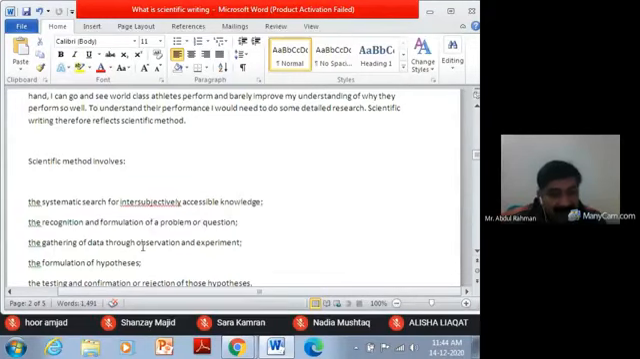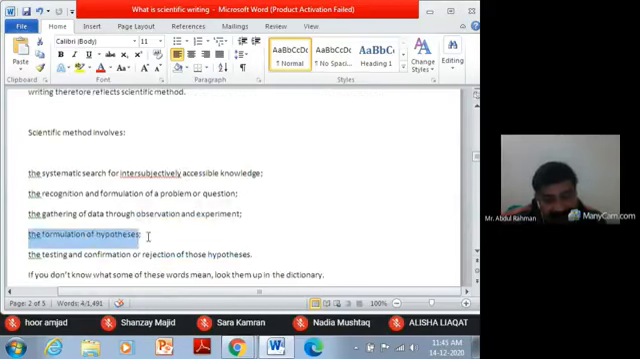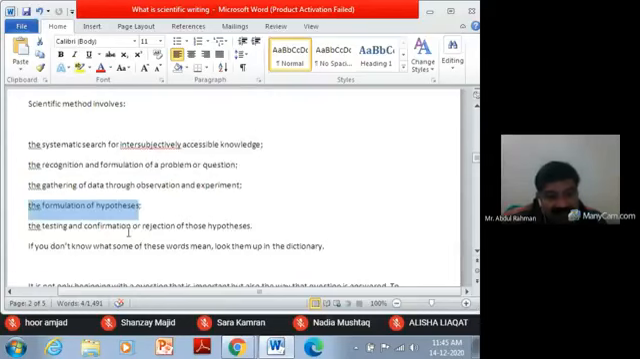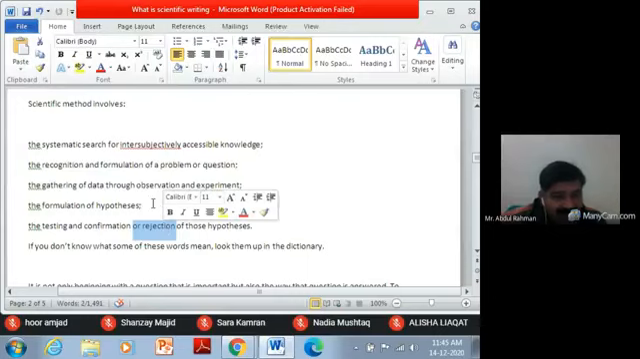Then gathering of data through observation and experiment. In all scientific writing, this step is very important. Why? Because this procedure helps to gather the information and then the formulation of a hypothesis. All scientific writings involve all this. And after you have tested and confirmed, this confirmation or test results either in the rejection of your hypothesis or in the selection of your hypothesis. It approves.